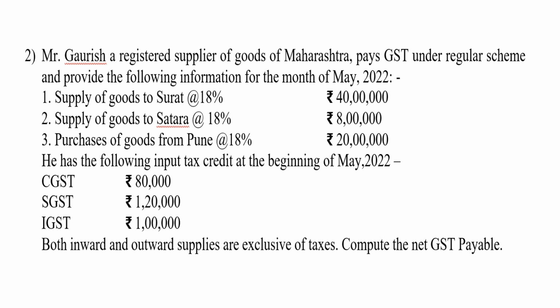First, supply of goods to Surat at 18%, 40 lakhs. Next, supply of goods at Satara at the rate of 18%, 8 lakhs. Purchase of goods from Pune at the rate of 18%, 20 lakhs. He has the following input tax credit at the beginning of May 2022. Both inward and outward supplies are exclusive of GST. Compute the net GST payable.